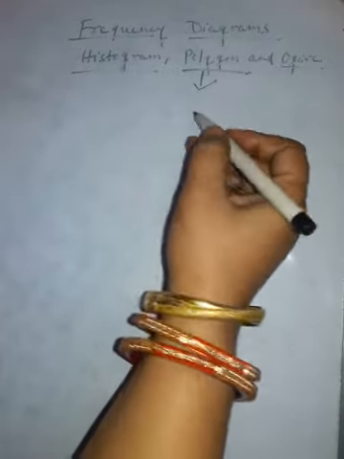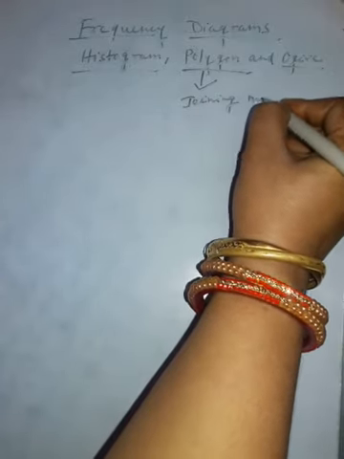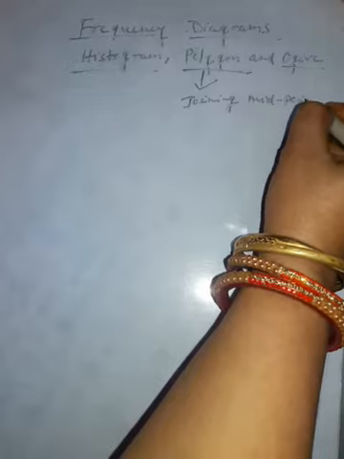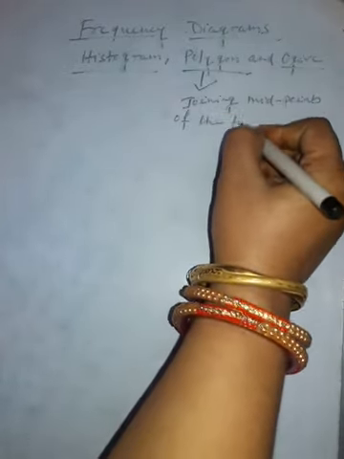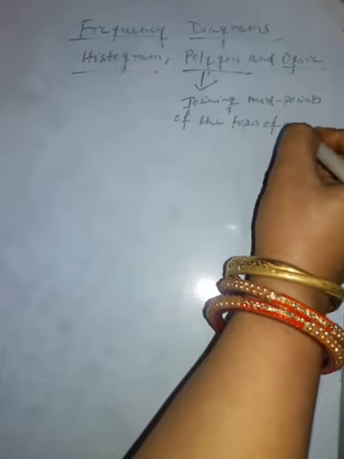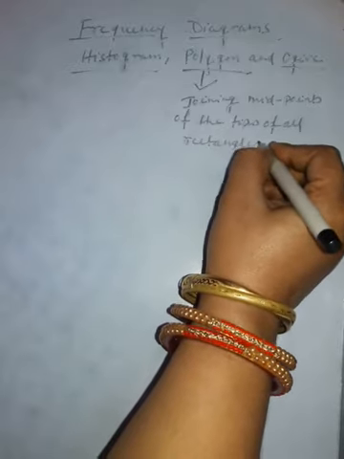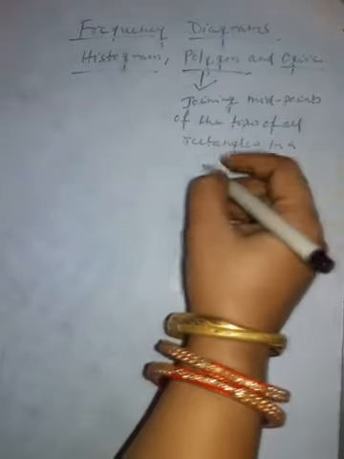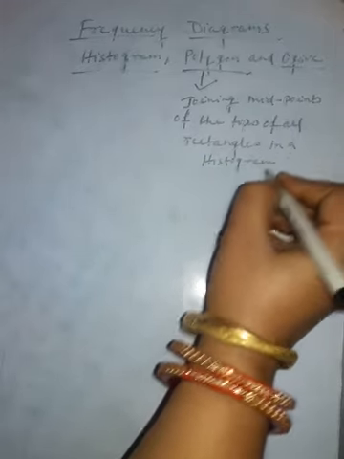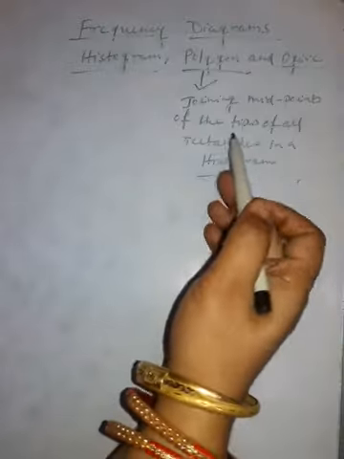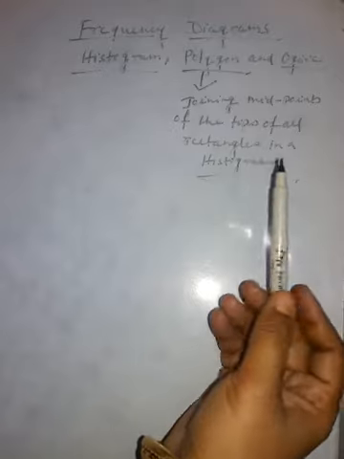It is formed by joining midpoints of the tops of all rectangles in a histogram, though a polygon can be drawn even without constructing a histogram.